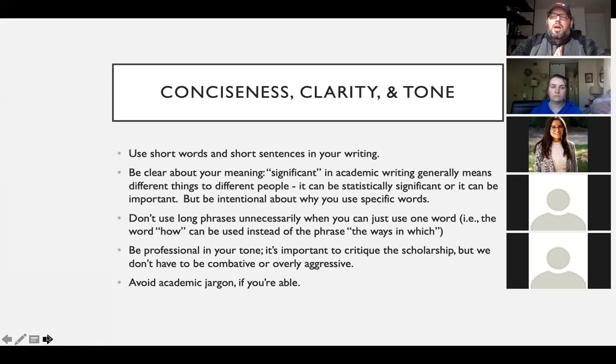And then additionally, sometimes in your classes, you'll be asked to critique the literature and talk a little bit about what some of the critiques of the research are. And that's important. And we need to do a good job of outlining what the critiques are. But we also don't have to be overly combative or overly aggressive in our critiquing, right? Just because there may be some limitations to a study does not mean that those study findings are any less important or that they don't offer some new insight.